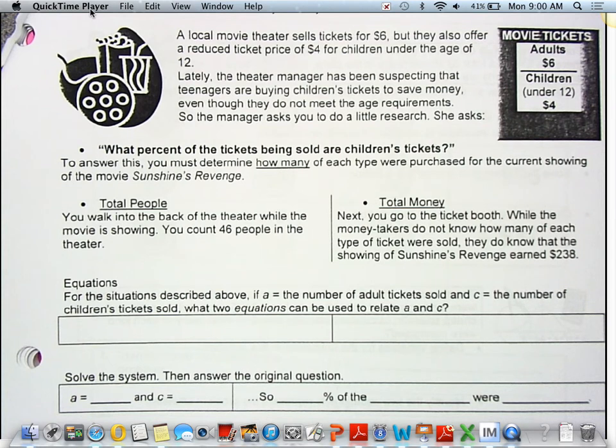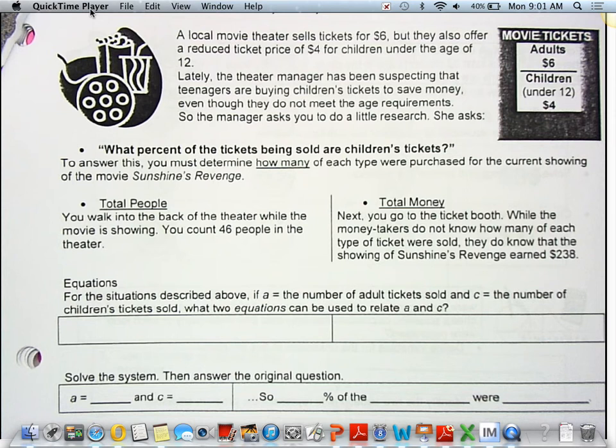You walk into the back of the theater while the movie is showing and you count 46 people in the theater. Next you go to the ticket booth. While the money takers do not know how many of each type of ticket were sold, they do know that the showing of Sunshine's Revenge earned $238. So you know how many people came and how much money they spent on tickets.